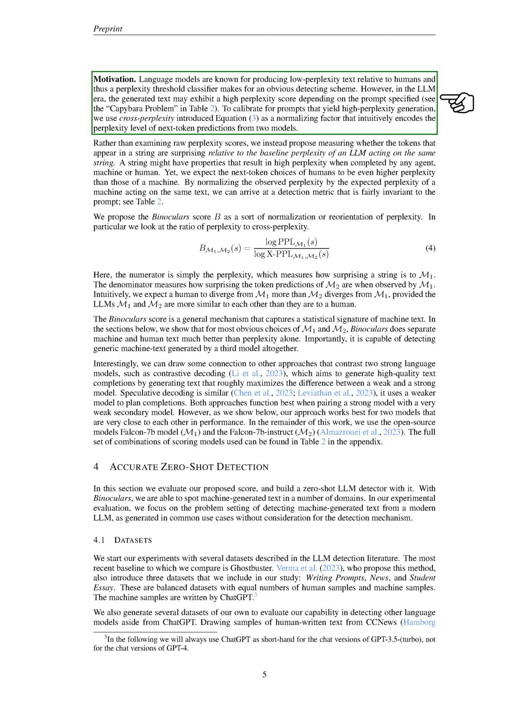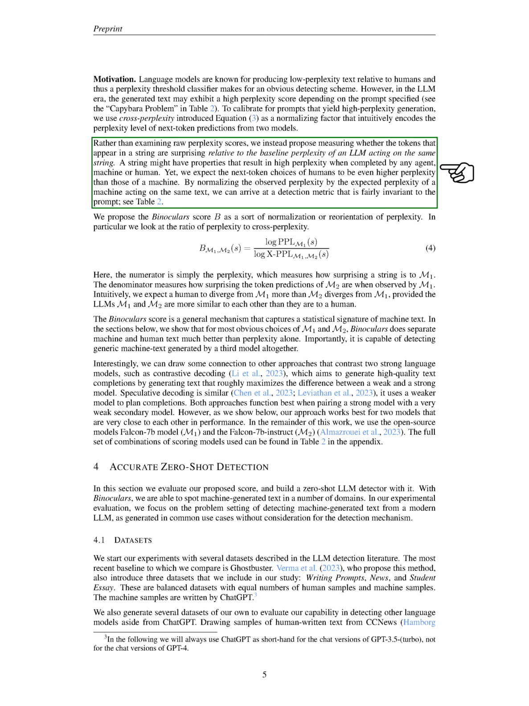To adjust for prompts that yield high perplexity generation, we use cross-perplexity as a normalizing factor that intuitively encodes the perplexity level of next token predictions from two models. Rather than looking at raw perplexity scores, we propose measuring whether the tokens that appear in a string are unexpected relative to the baseline perplexity of a large language model acting on the same string. A string might have properties that result in high perplexity when completed by any agent, machine or human. Yet, we expect the next token choices of humans to be even higher perplexity than those of a machine.